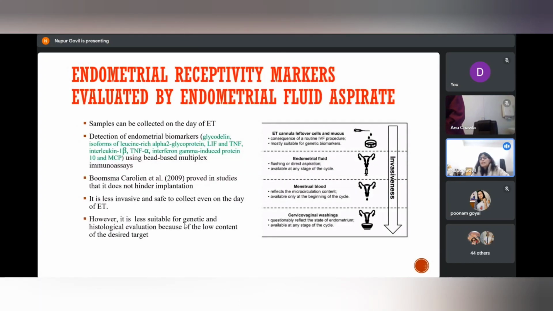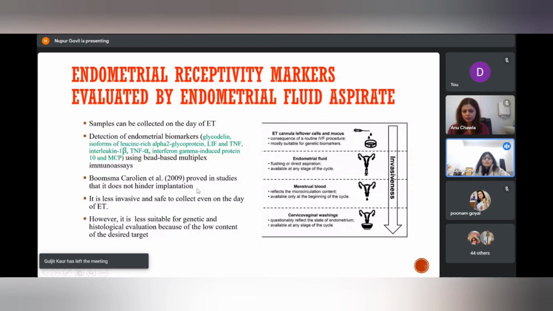Then coming to a less invasive marker called the endometrial receptivity marker, endometrial fluid aspirate. This is again a new concept where we don't actually take a biopsy from the endometrium. We just push 1 to 2 ml of normal saline inside the endometrium, take that flushing, and study it for molecular biological markers. Several studies have been done on these. Several receptivity markers have been studied using immunoassays.